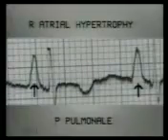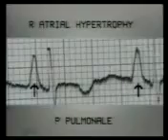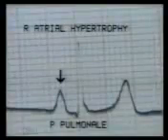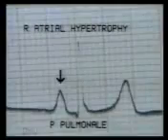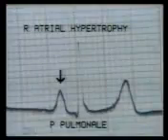This is a very prominent P pulmonale, 5 small squares tall. It suggests right atrial hypertrophy. In this ECG, the lead 2 shows tall and peaked P wave, which is 3 small squares tall. This is P pulmonale, suggesting right atrial hypertrophy.